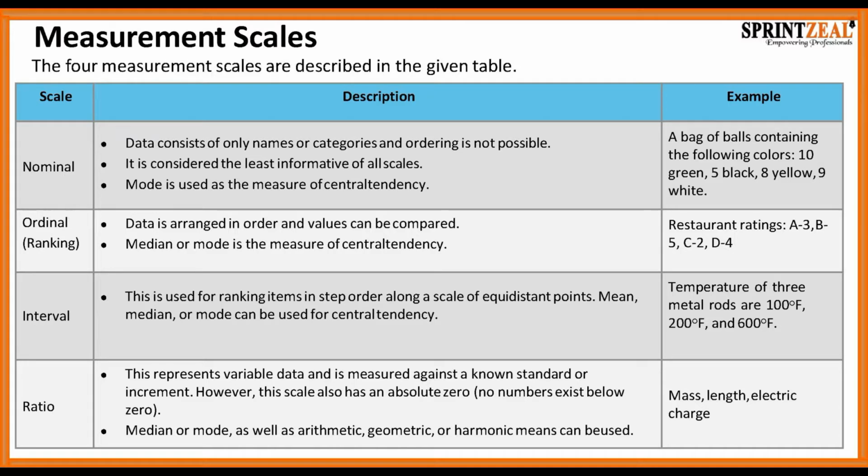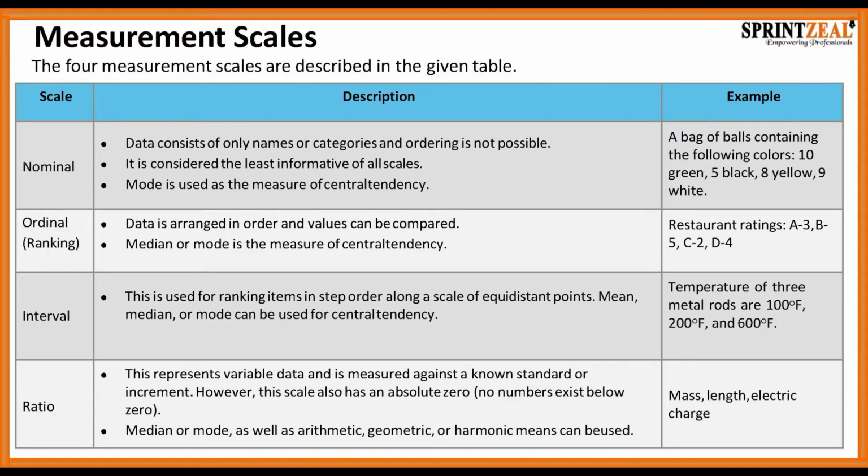Another measurement scale that could be used is ranking or ordinal. Now, this is where data is arranged in order and values can be compared. The median or mode is typically the measure of central tendency. So for instance, an example would be restaurant ratings of A-3 or B-5 or C2 or D4.